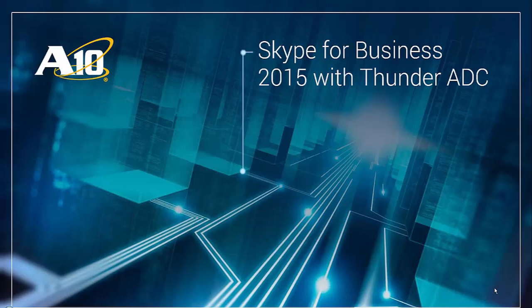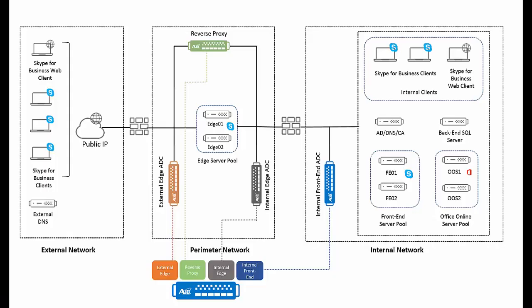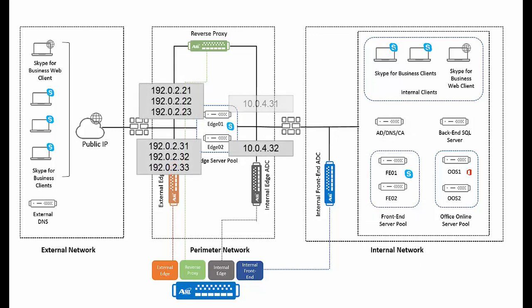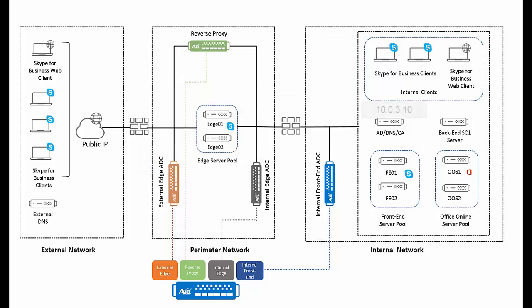In this video, we look at deploying Skype for Business 2015, which is Microsoft's communication and collaboration platform, along with A10 Thunder ADC. Here is the topology being used for the demo. It consists of two Skype front-end servers, two Edge servers, and two Office Online servers. We also have an AD and a backend SQL server in the internal network.